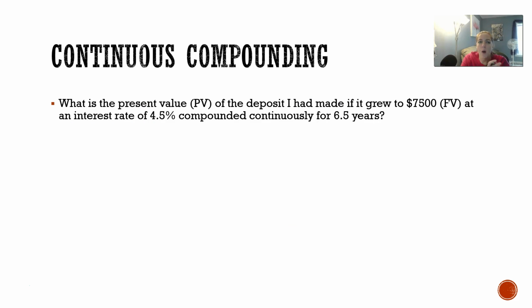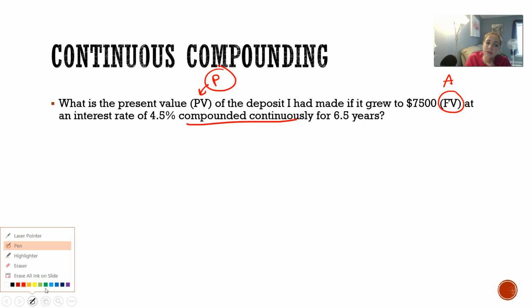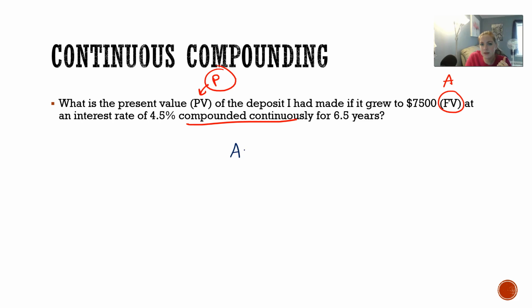Not bad. Okay. This last problem, we want to go a little bit different because it's asking what the present value or the P, your initial starting value, is if you had made it grow to $7,500, that's your accumulated amount, at an interest rate of 4.5% compounded continuously for 6.5 years. So of course, as soon as it says compounded continuously, we go, gotta grab that Pert formula. Gotta shampoo my math. These are terrible jokes, guys.